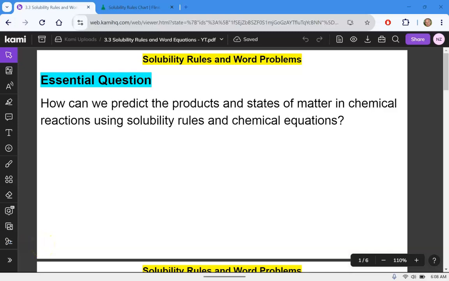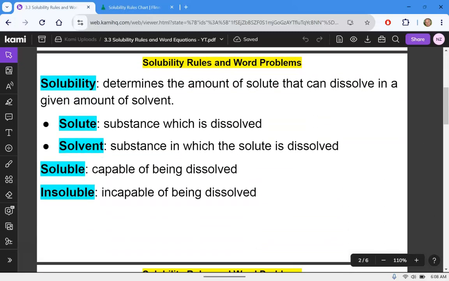All right, in this video, we're going to go through solubility rules, and then we're going to do a few word problems where you are going to write out the equation from the description, predict the products, and then balance it. So let's dive right in with solubility.